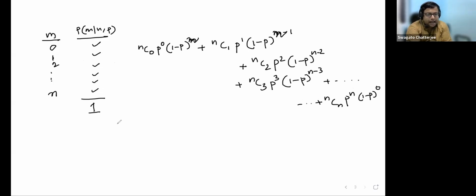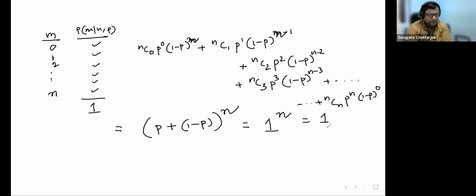If you add this up, if you have studied series in class 10, you will know, this is (P plus 1 minus P) to the power n. That series, I am breaking it like that. If I break it, this series comes up. And if I add this up, P plus 1 minus P means 1 to the power n, which is 1. So these probability values add up to 1. So that's why it's a probability distribution.